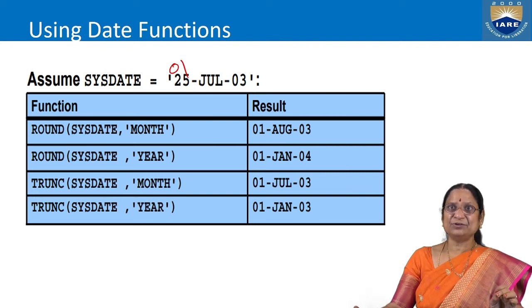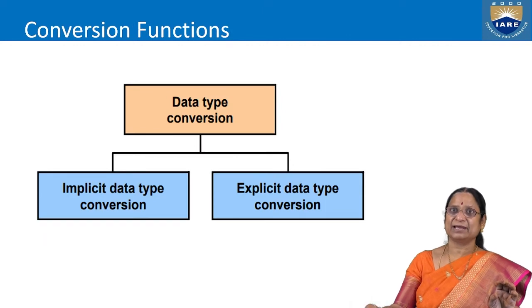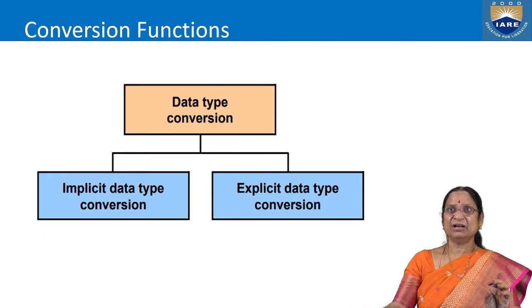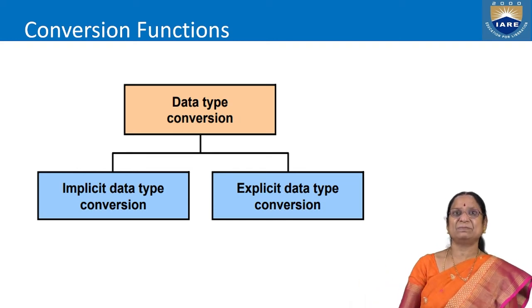But in case of truncate, you observe, it will just remove the respective days. 25 days are removed, so 1st July 03. Truncating year means July will be removed, so 1st Jan 03 will be there. Cut down actually.